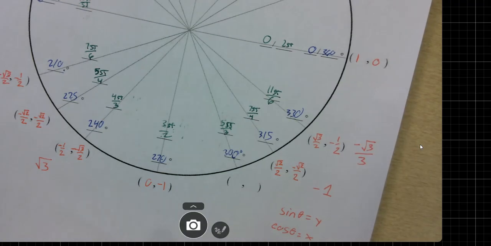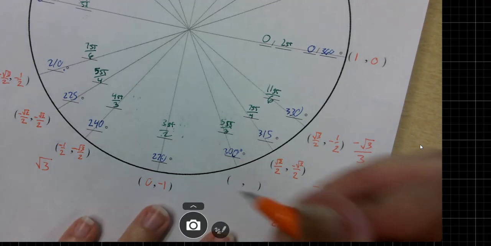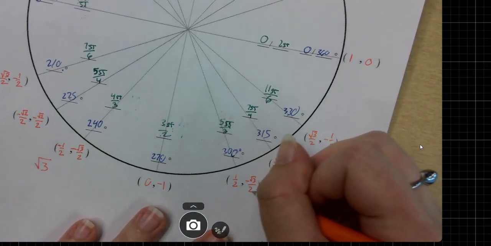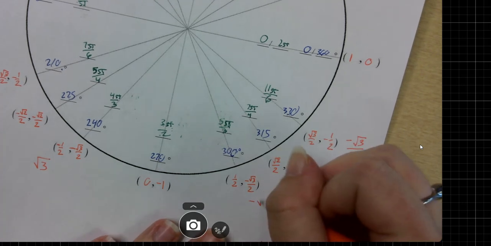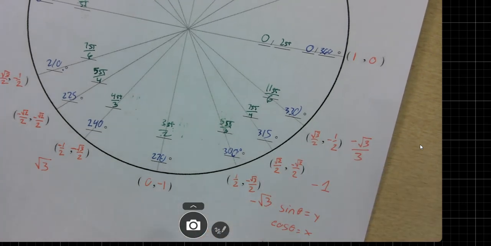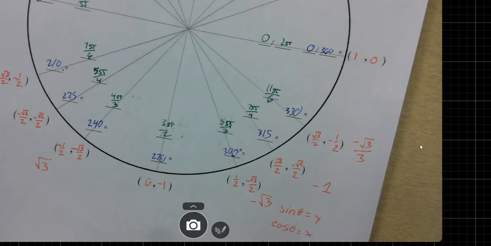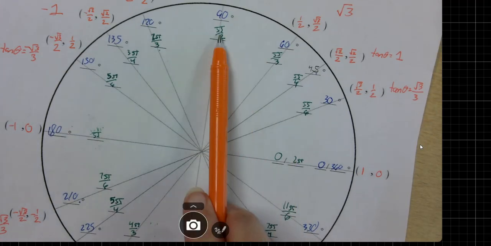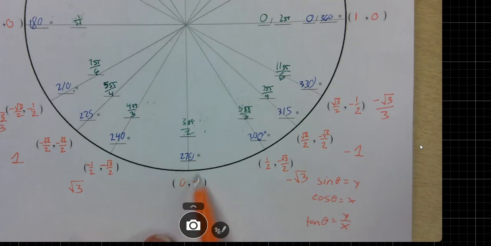Okay, we're on to the last one. Very last one, and we're almost done with the unit circle. And yep, that would be my tangent. Okay, we're almost done. We need to do tangent at 4 more points. What are those 4 points? Yep, okay. 0, 90, 180, and 270.